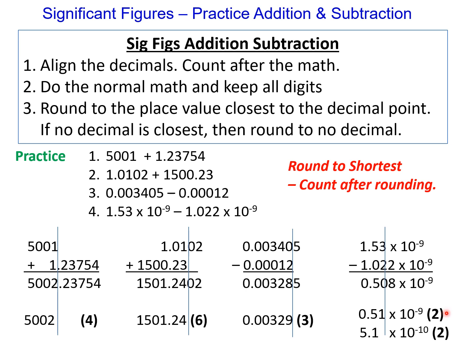I can then write that in scientific notation by saying 5.1 times 10 to the minus 10. The first answer is correct, but it's not proper scientific notation. Therefore, after I do the math, I convert it to proper scientific notation, but note that the sig fig count does not change.